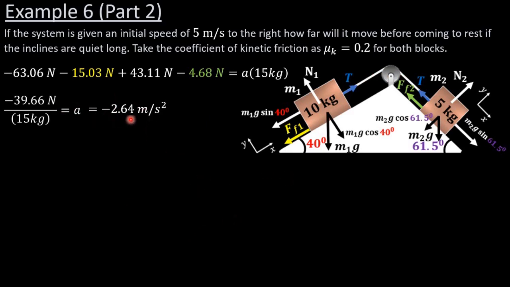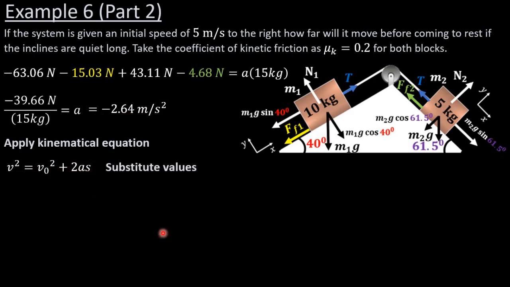So now we know acceleration, we can apply our kinematical equations from rectilinear motion to find how far it will travel before coming to rest. So we'll apply a kinematical equation. We're going to use v squared equals v sub 0 squared plus 2as. So we are trying to find s here, substitute our values in. So we know the final velocity is going to be 0 because we're trying to find how long it takes to get to rest. Okay, so the final velocity is 0 meters per second.